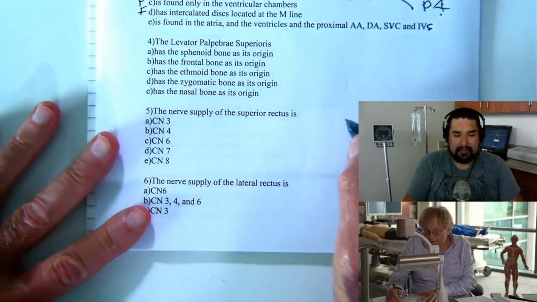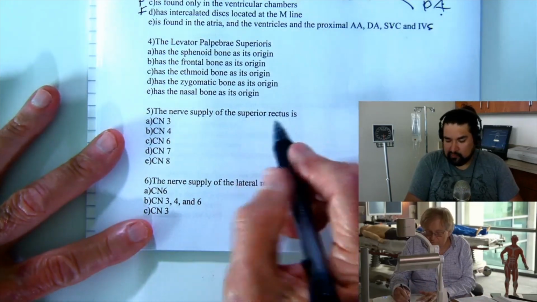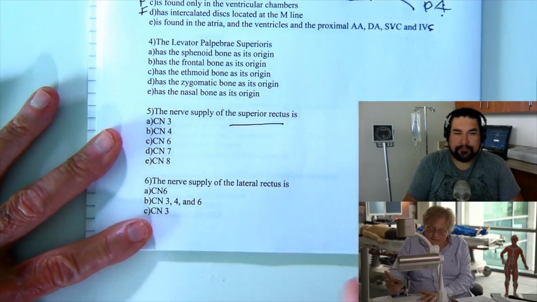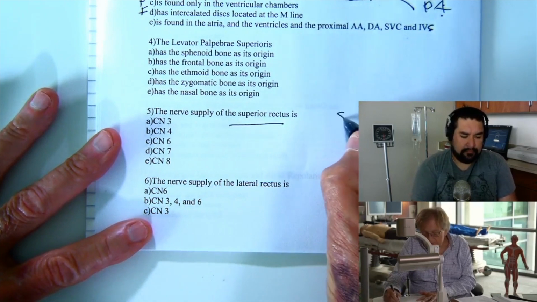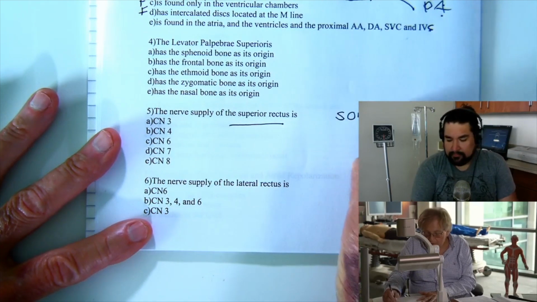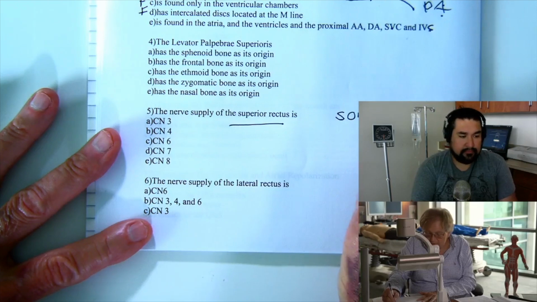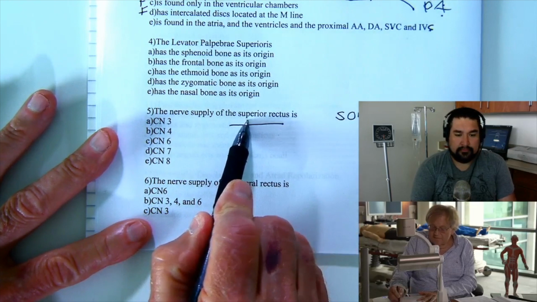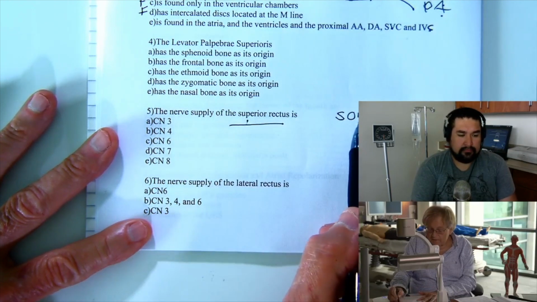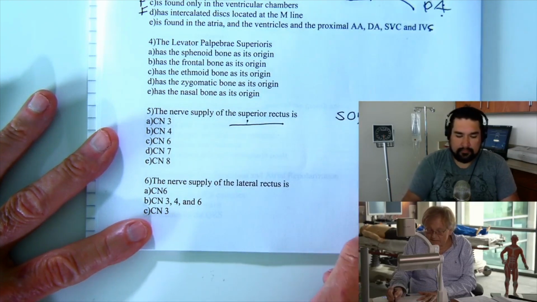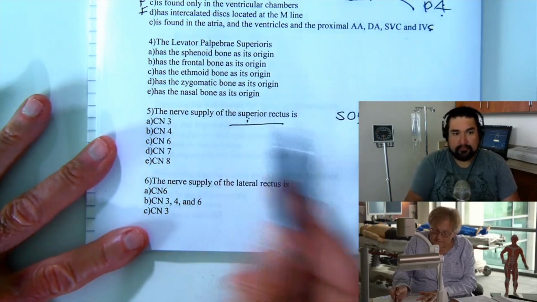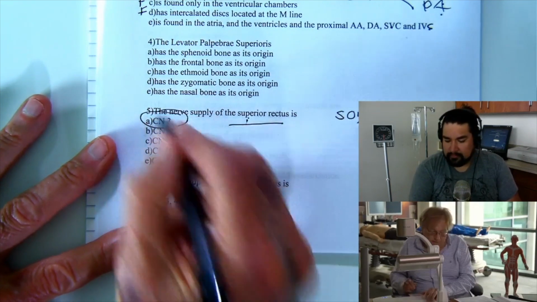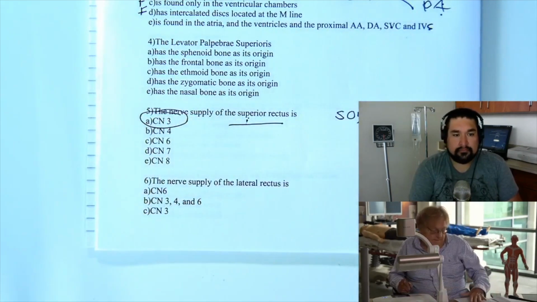Okay, 5. Just remember, these are talking about the superior rectus. Remember, that's going to be an extrinsic eyeball muscle. I explained it to you in a lecture before. All I told you to remember is memorize that SO4, LR6, and the rest are 3. So superior oblique is 4, trochlear. Lateral rectus is 6, abducens. The rest are 3, oculomotor. This is superior rectus, so that's the rest, so 3. So there's your answer to that question.